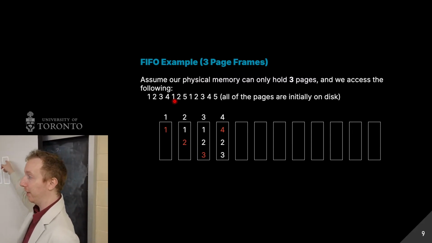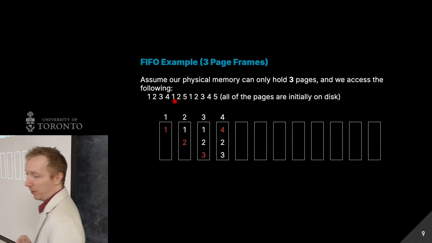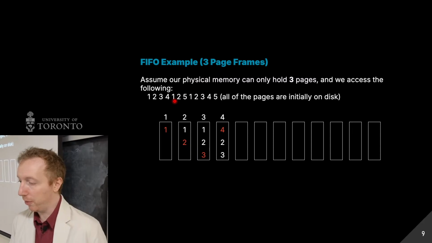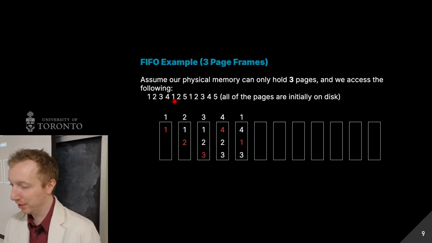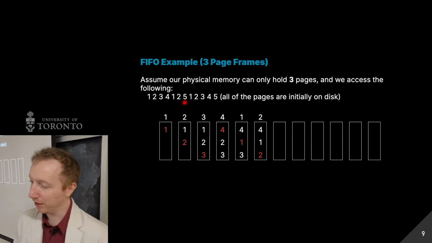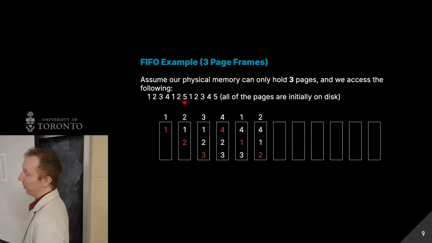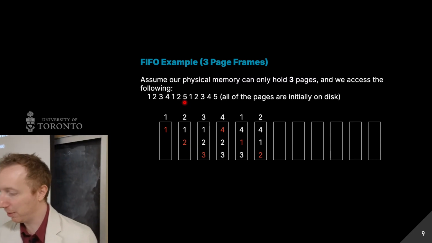Before, this was a hit, right? I didn't have to kick out anything. So it's looking like our theory is correct. So I access page 1. What do I kick out? 2. I access page 2. What do I kick out? 3. Yikes, I'm 6 for 6 so far. Now I access page 5. Well, I have to kick out something, right? I have to kick out 4 by waterfall method.